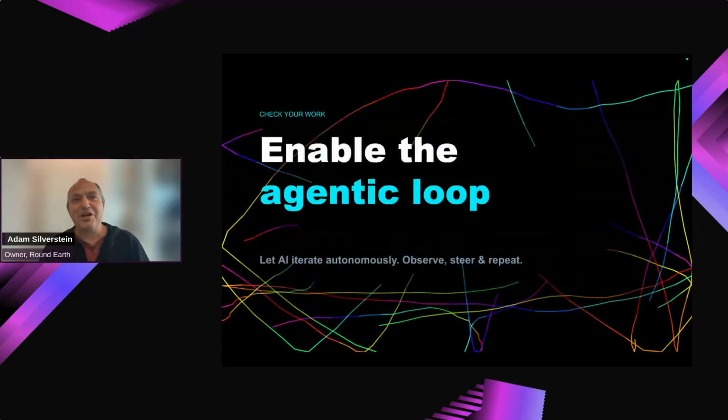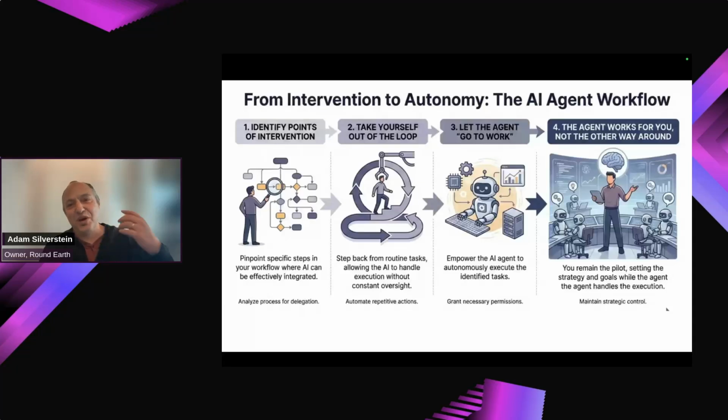In this section, I'm going to talk about enabling the agentic loop. I don't know why I love that word so much, but the idea here is that you want the AI to be able to work on its own. You want to be able to give it a task like optimize the CSS on my site using critical CSS. And it should be able then to go off and work on that and test its work and go back and iterate on that process.